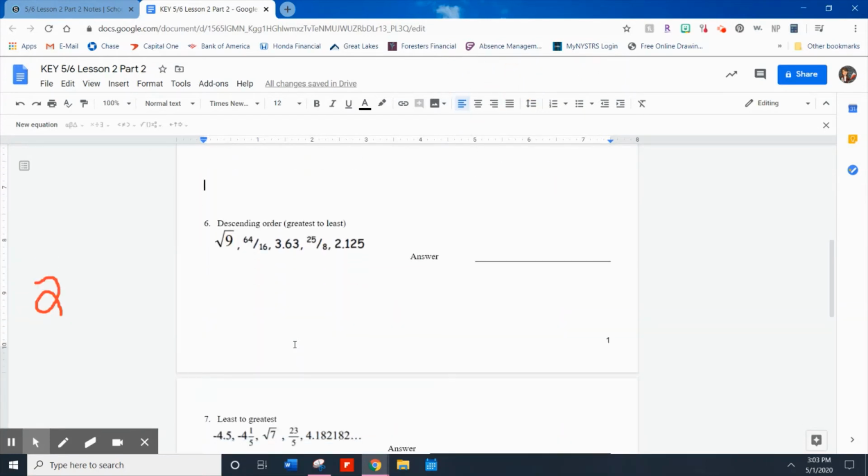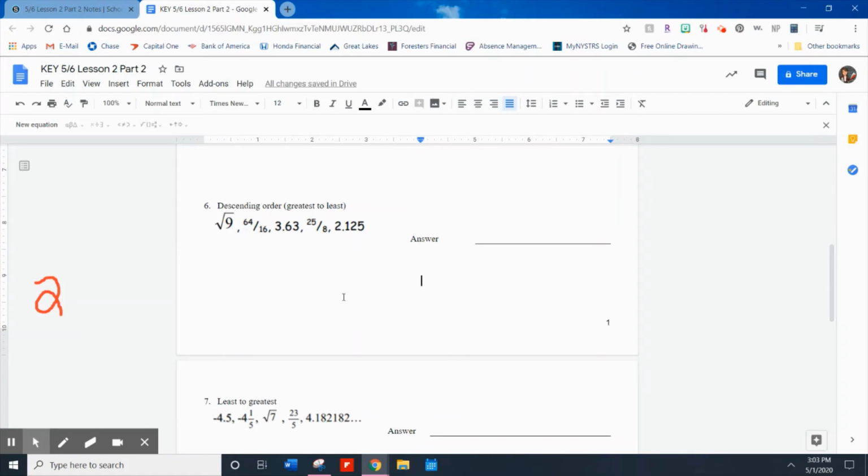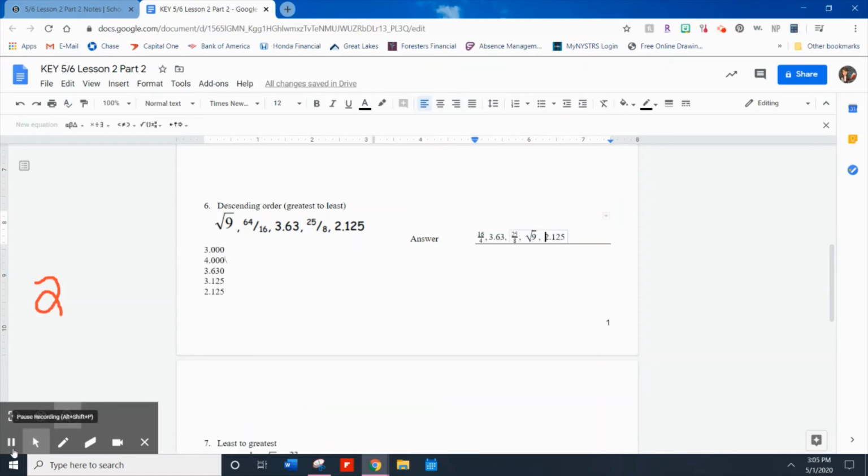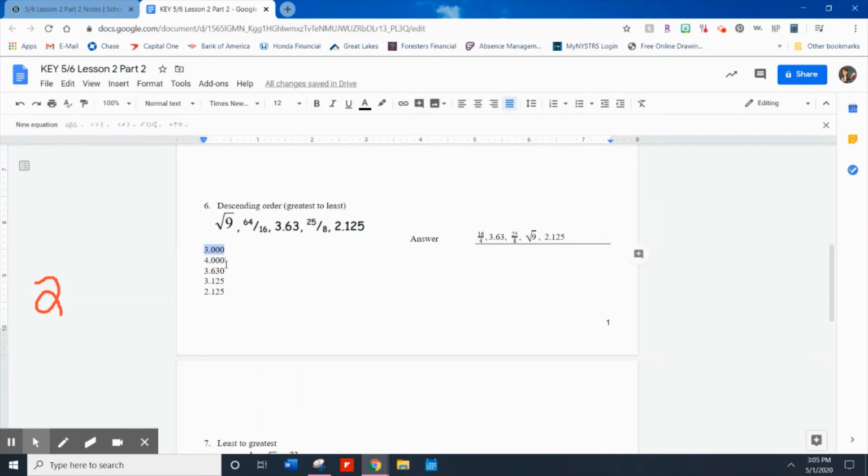All right, number 6 says descending order. If you are descending, that means you're going down. So that means we are starting with our biggest number to our smallest number. I want you to pause the video and go ahead and do this one on your own. Okay, check your work with my work. I left my work up here for you to see. It was really tricky though without eliminating it as I wrote it down. So I strongly recommend doing that.